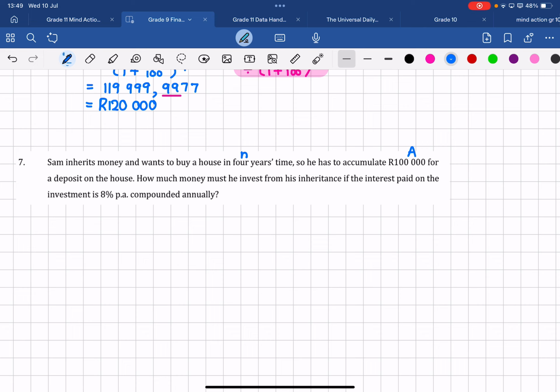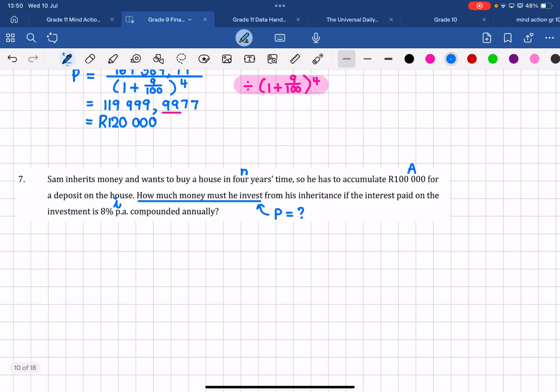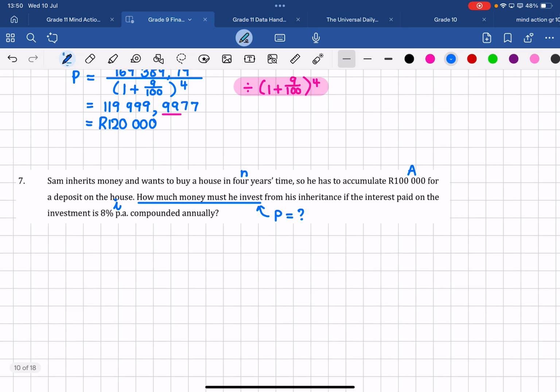The interest is 8%, so that is our I value. And what are they asking for? How much money must he invest? The amount invested, that is the P value. So he currently has money that he wants to put in the account so that after 4 years he has 100,000 rand. They are asking us how much money must he put in that account now. So this is basically the same as the previous question. They've given us our A value. We need to find our P value.